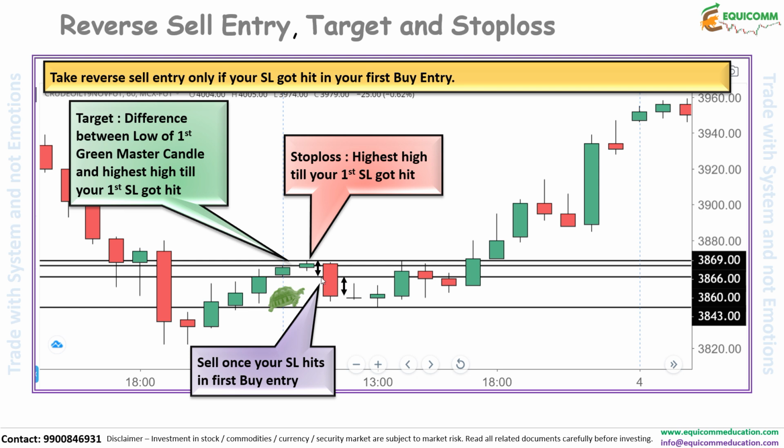Now when this kind of scenario happens, what do we have to do? We have to go for a reverse sell entry. So we are going to sell here, but with money management only. If the first buy entry is with one lot, for the second sell entry we have to go with double the quantity. We are going to sell with double the quantity over here, right? Now what would be the target and stop loss? That we'll look into.